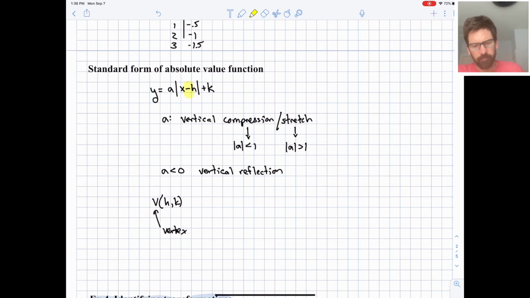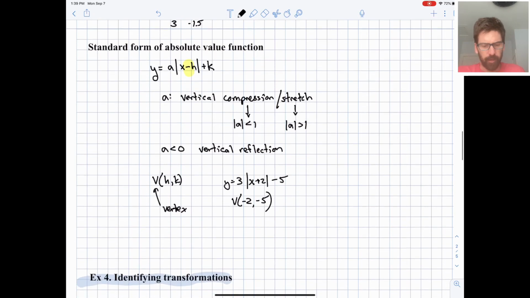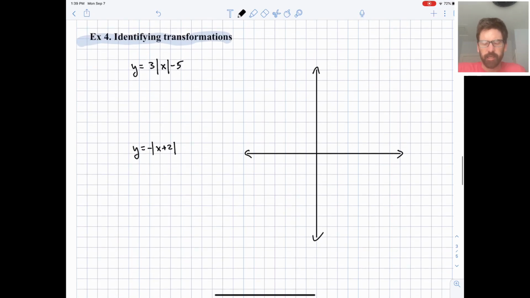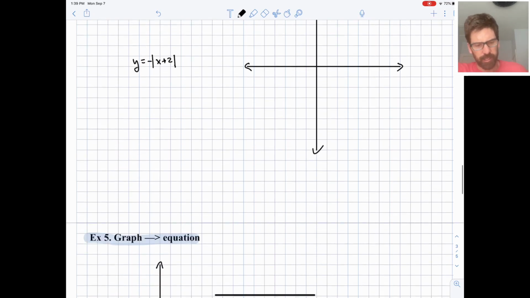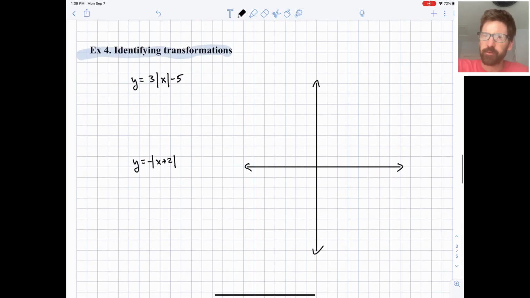Okay. So for example, if we have something like y equals 3 times the absolute value of x plus 2 minus 5, the vertex will be -2 and -5. Okay, and it became a -2 because we changed that x plus 2 into an x minus a -2. We want there to be a subtraction in there. All right, we could identify some transformations, and I am not going to actually graph these right now. I'm just going to identify what the transformations might be.